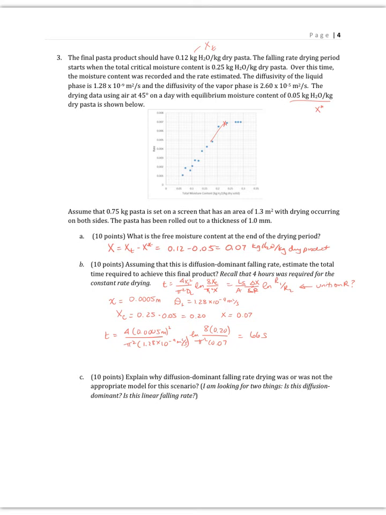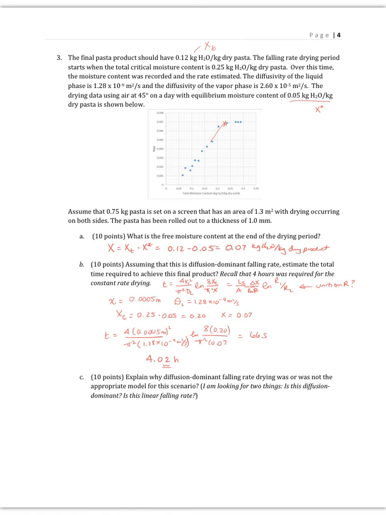Then we're going to add that to 4 hours from before, so it's going to take roughly 4.2 hours. Based on this information, this means that the falling rate period is trivial compared to the other. These numbers, I'm going to tell you, don't really work out all that well. Not that realistic.